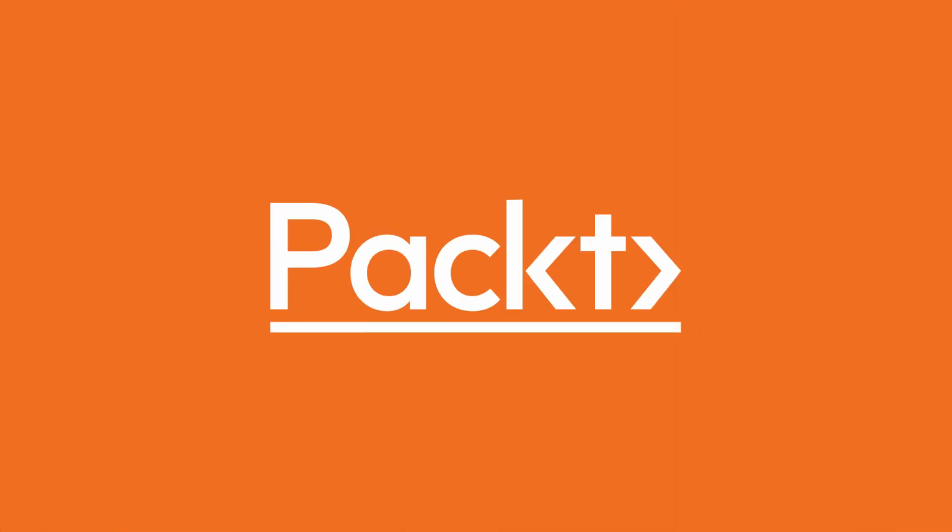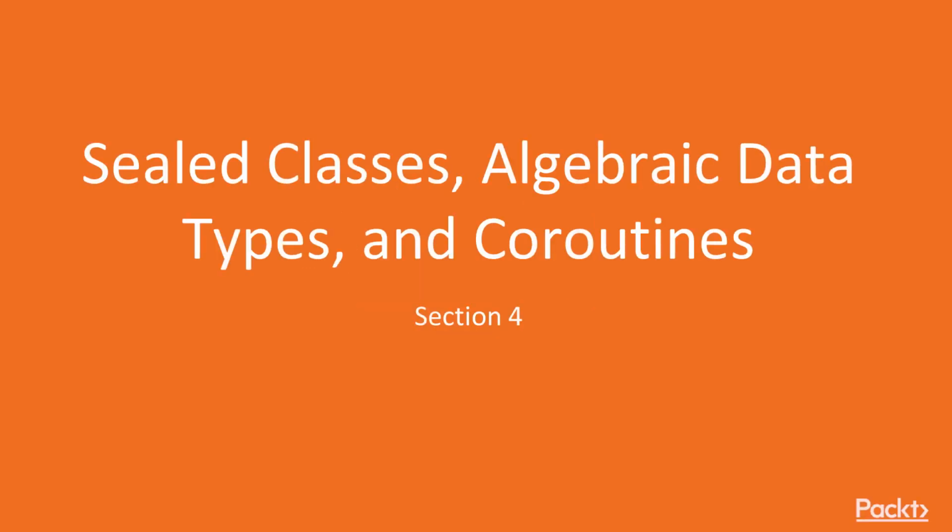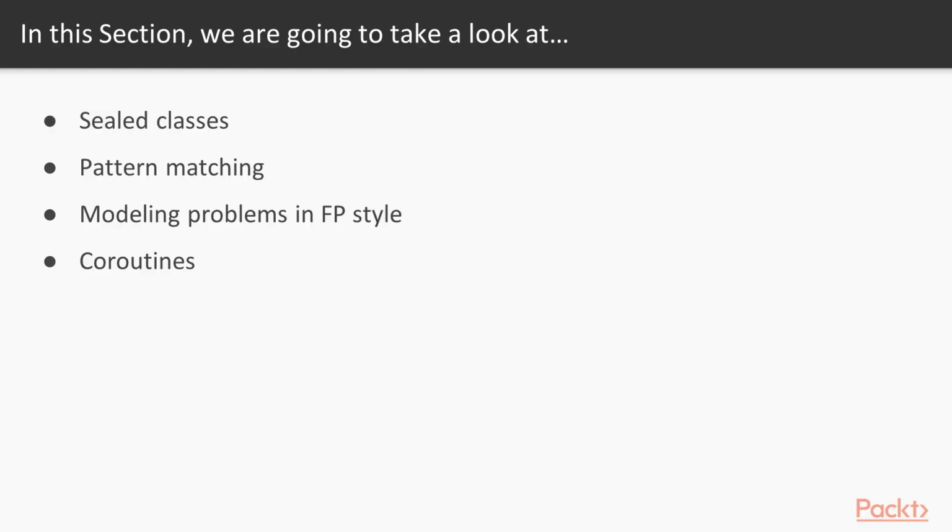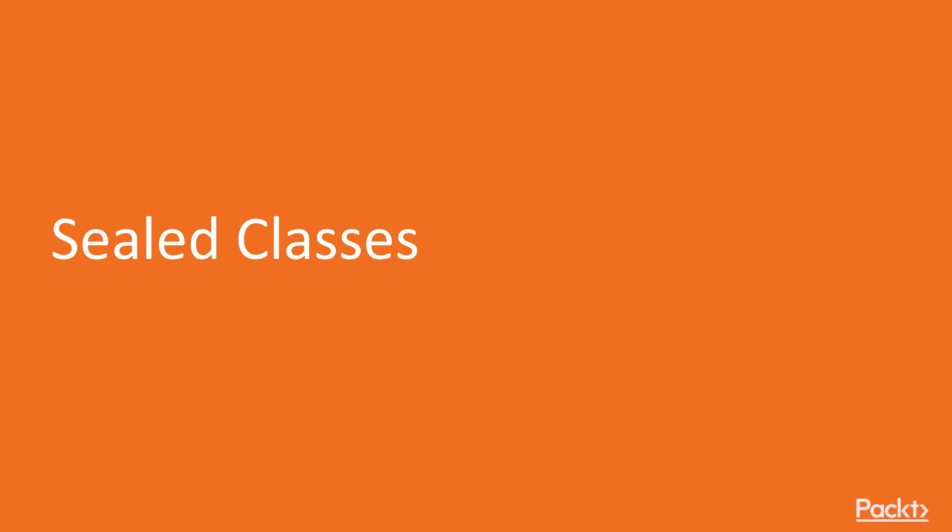In this section, we'll discuss some advanced Kotlin language features that will help us to improve our functional style code. We will take a look at sealed classes, pattern matching, algebraic data types, and coroutines. Let's go straight to the first video, sealed classes.